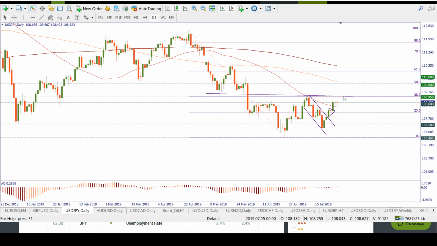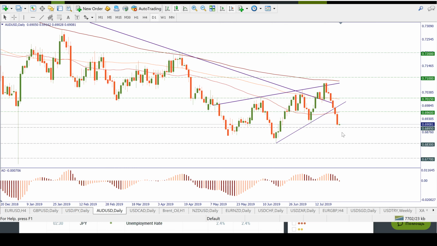The USD is strong versus commodity currencies, versus the Australian dollar. We can see that after the break to the downside last week, the USD went to the 0.69 mark and is testing now the lowest levels since the end of June.